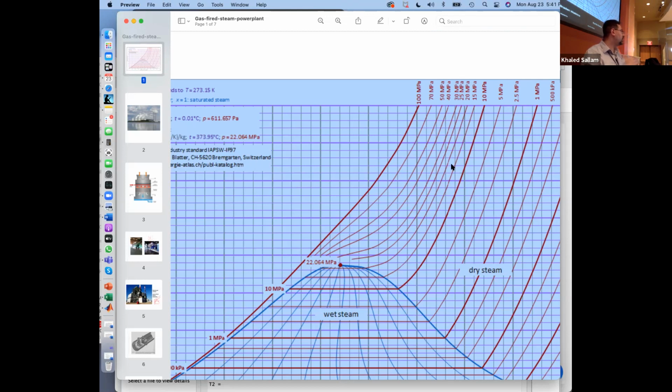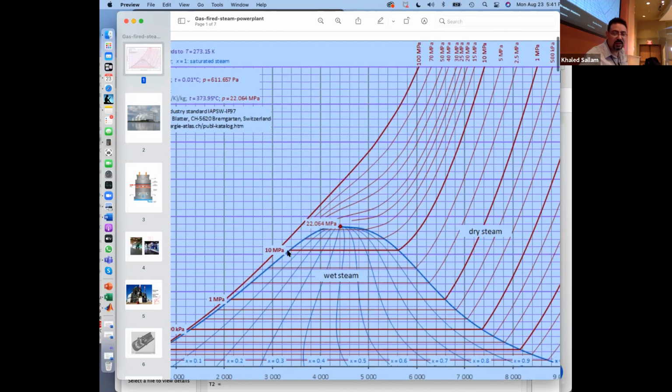How is that possible? Because at such high pressure, the liquid and vapor have almost the same density. The reason why you see this is that this is very heavy liquid, 1,000 or something, or 900, and this is very light vapor. Different property. But on top of this, it's called basically a supercritical power plant.